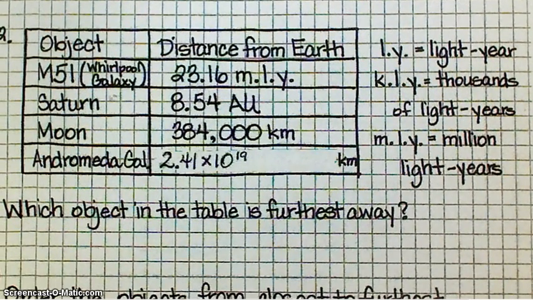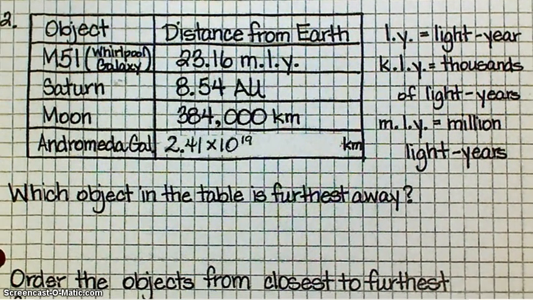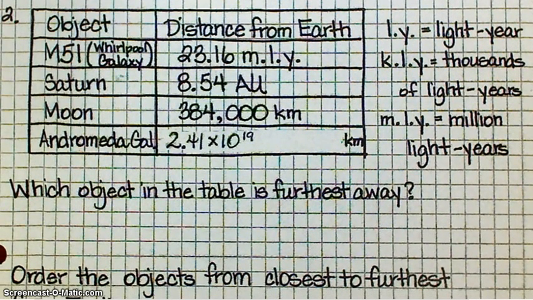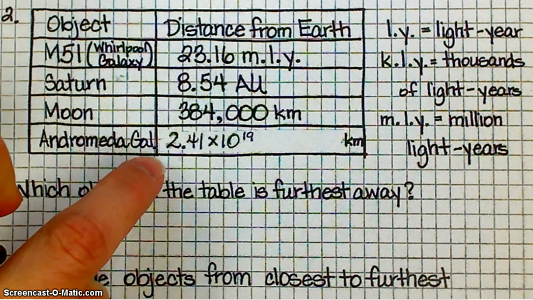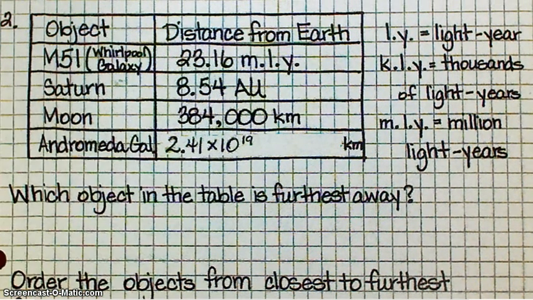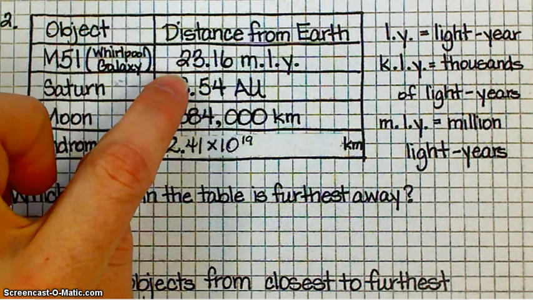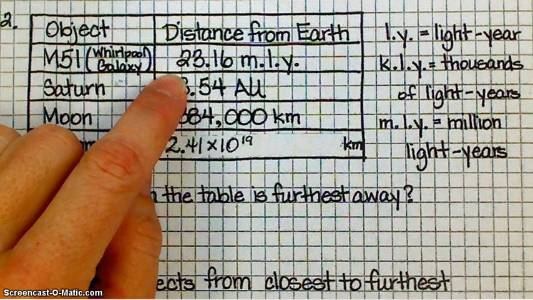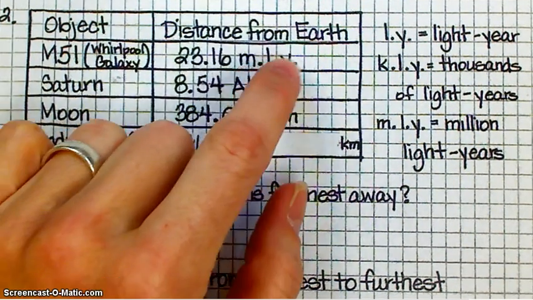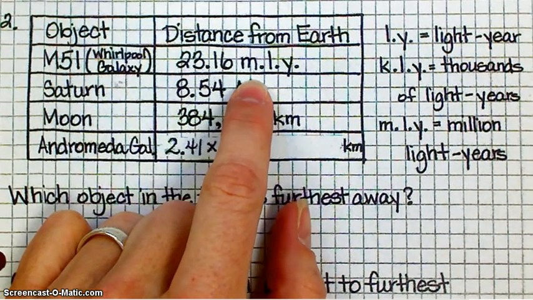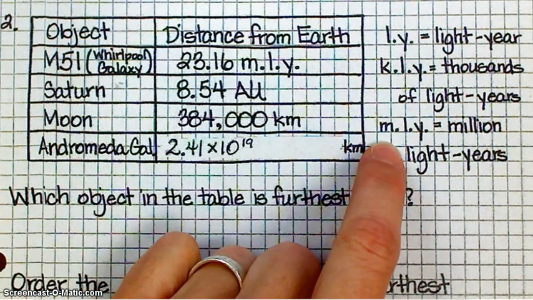and I'm asking you some questions about which objects are furthest and things like that. Well, the problem right now is that all 4 of these objects, I gave you distances, but the distances are in different units. Okay, so M51, which is also known as the Whirlpool Galaxy, is 23.16 MLY. Well, what on earth does that stand for? MLY stands for millions of light years. Okay?